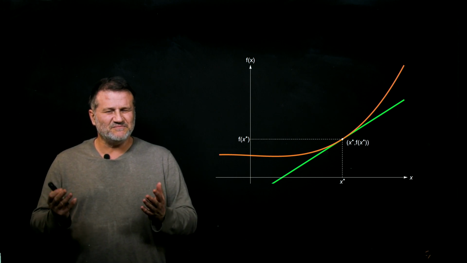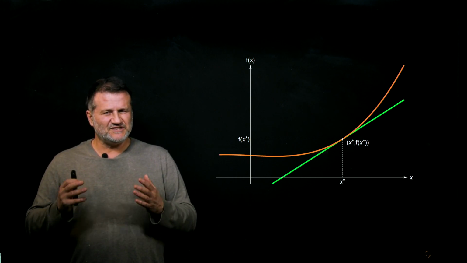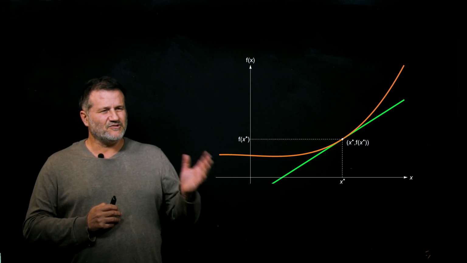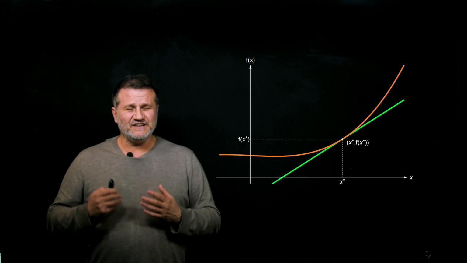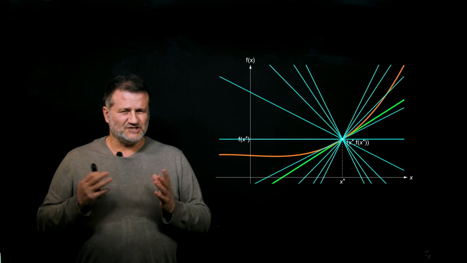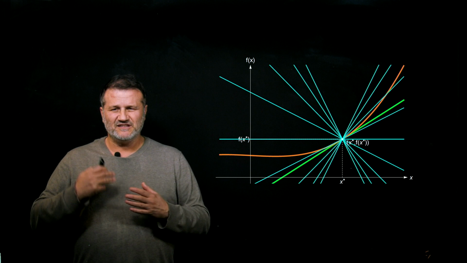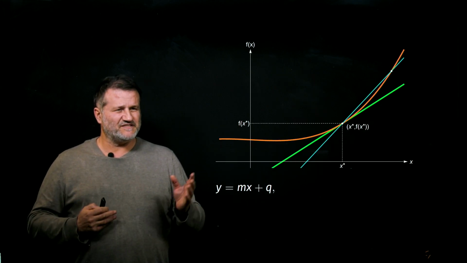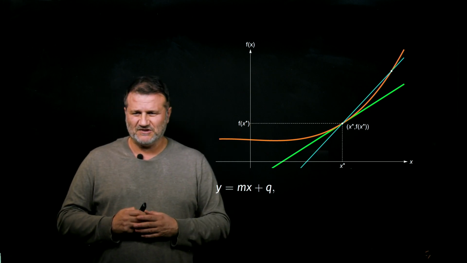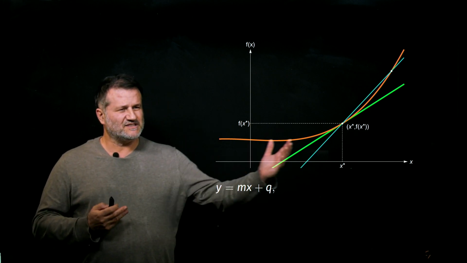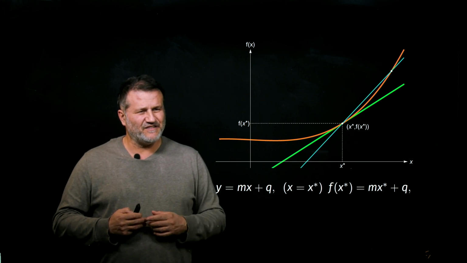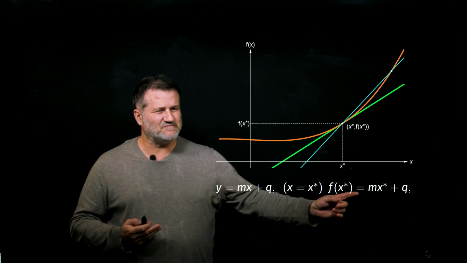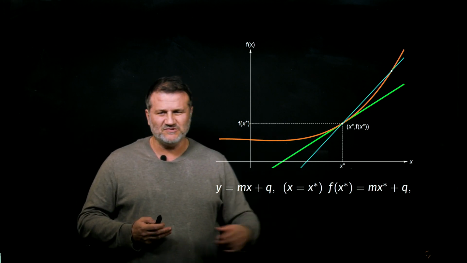But how can we determine such a line? The goal of this video is to answer this question. Now, through point (x*, f(x*)), infinitely many lines pass. Excluding the vertical line of equation x = x*, all other lines have a representation of type y = mx + q. Now, since all these lines pass through the point (x*, f(x*)), by imposing the passage condition, we get that f(x*) must be equal to mx* + q.